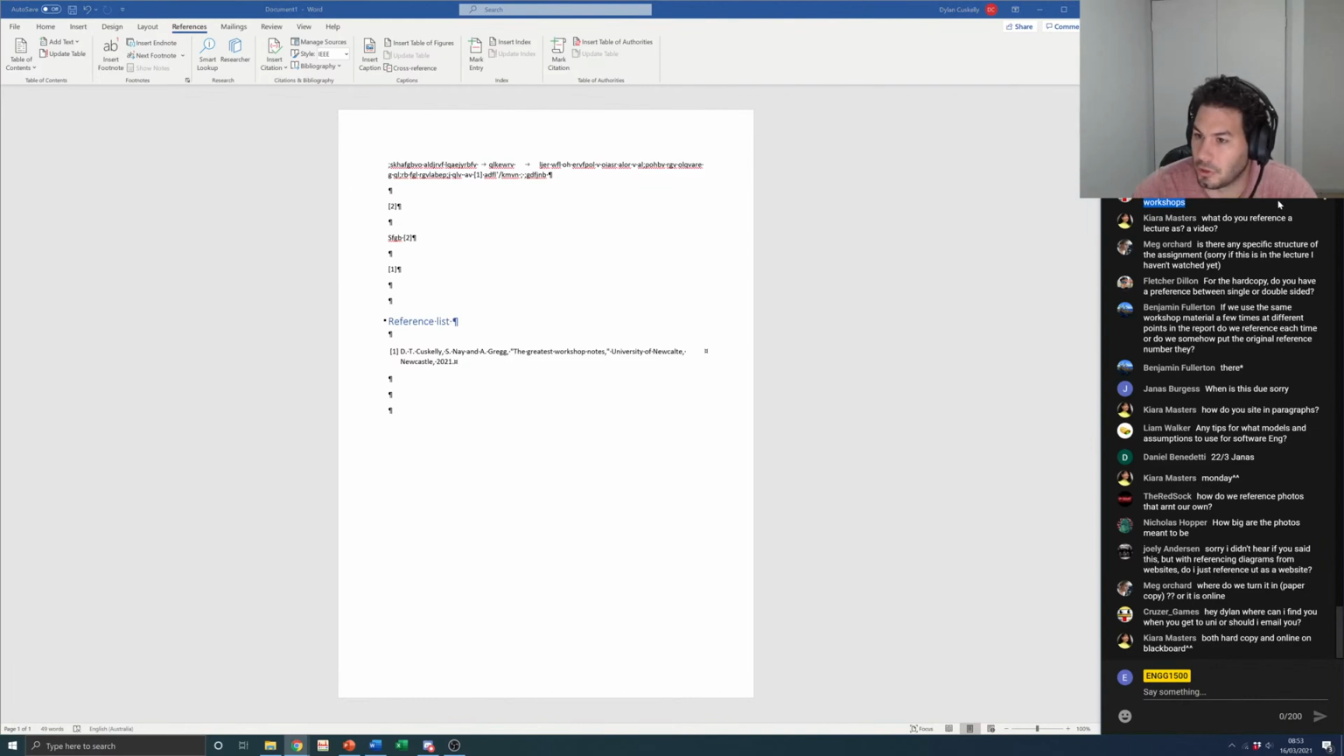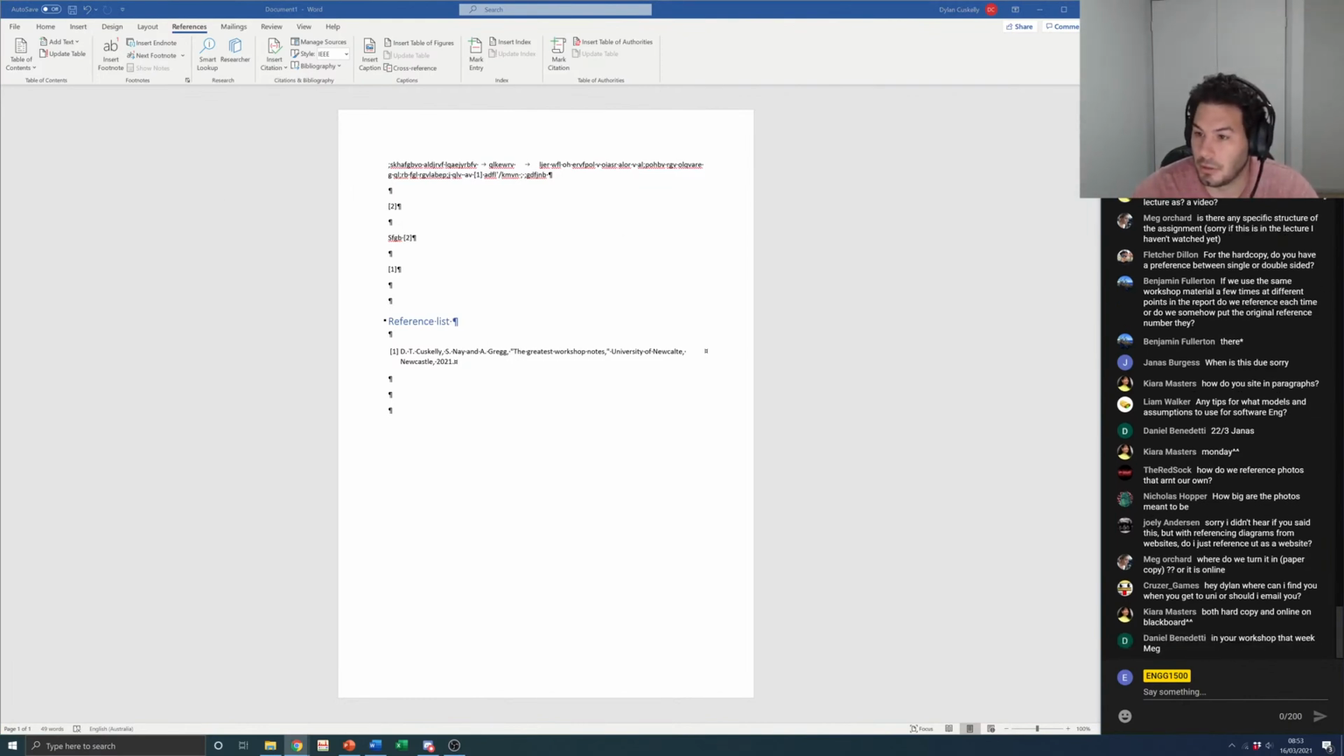How do we reference the workshops? As a report. You just chuck them in. Would you reference a lecture as? Do it as a report. So do any workshop and any lecture as a report. IEEE is a little bit funny about referencing lectures. It doesn't believe that it's allowed. So we just say do it as a report.